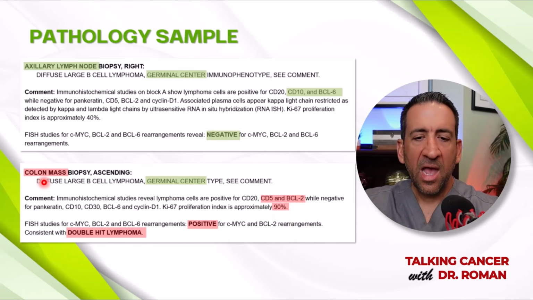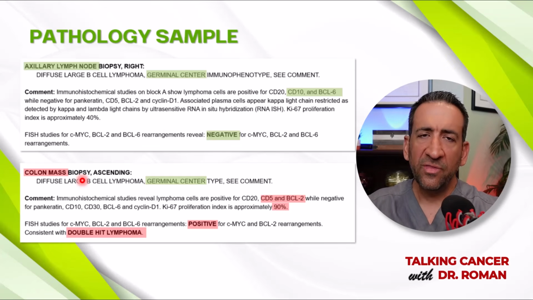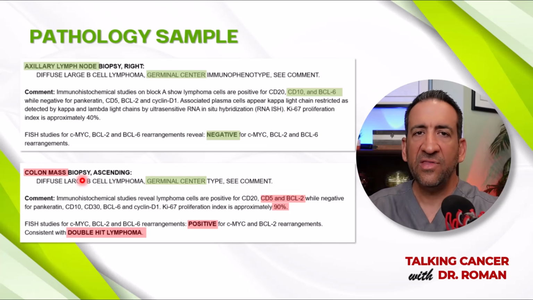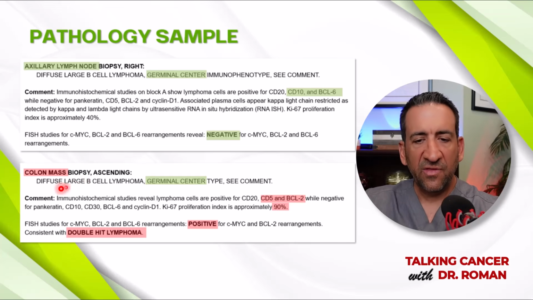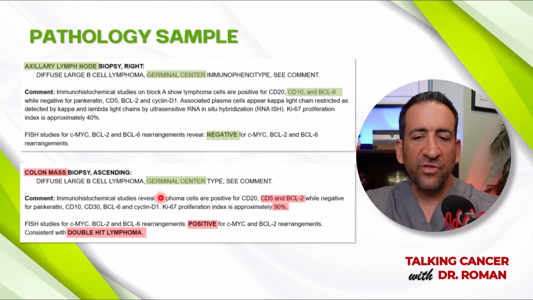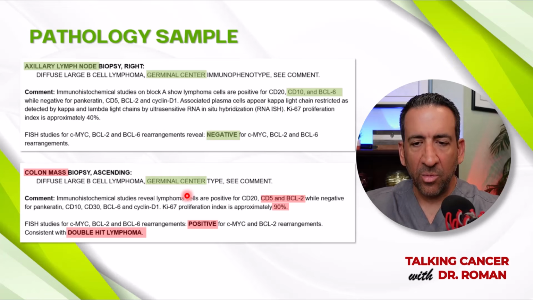This person has a colon mass biopsy. So it's already telling you this is extranodal. This biopsy was not from a lymph node. And you already know extranodal is not favorable. It's telling you that it is a diffuse large B-cell lymphoma. All right, so that establishes the diagnosis. This one is germinal center, so that's favorable. Now let's read the comment.